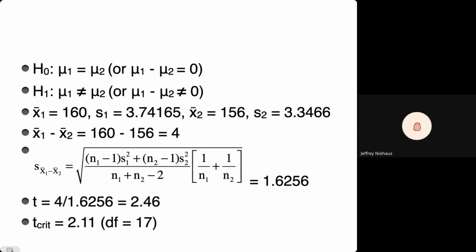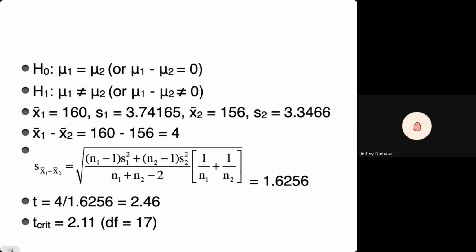17 degrees of freedom. 10 plus 9 minus 2 gives us 17. So if we went down to 17 degrees of freedom over to an alpha of 0.05, the critical value would be 2.11. We, again, have a significant difference. 2.46 is bigger than 2.11, so it's significant.